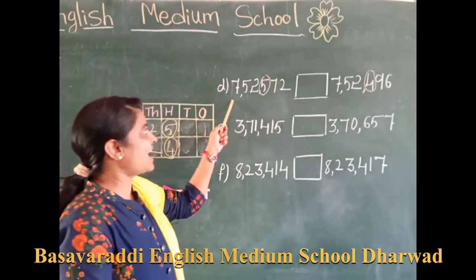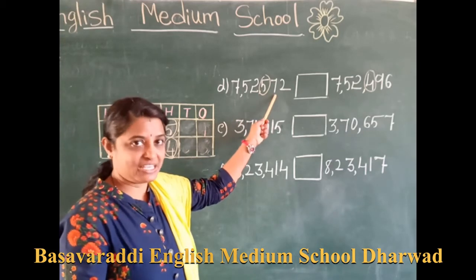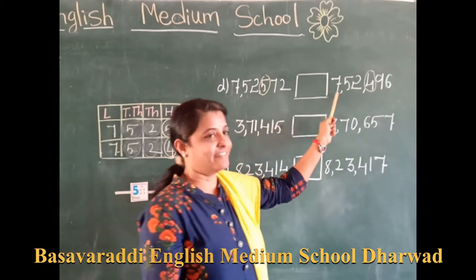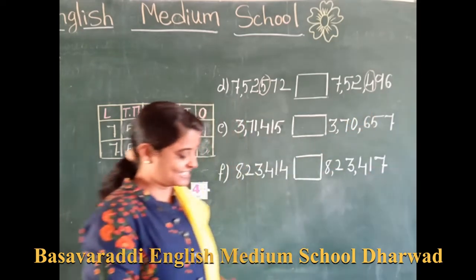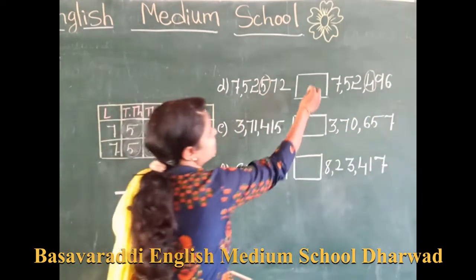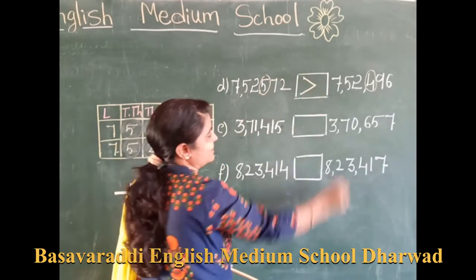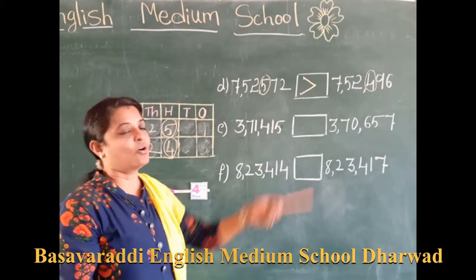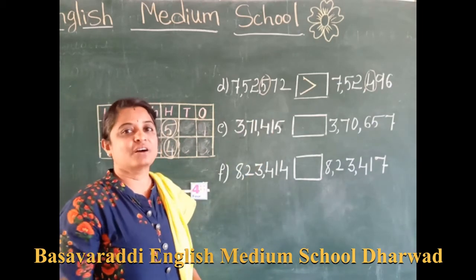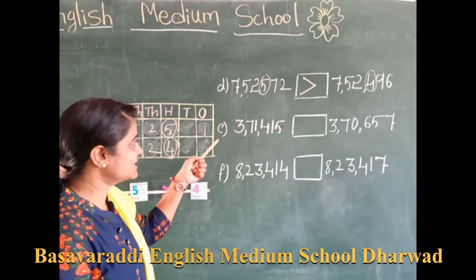So 7,52,572 is bigger than 7,52,496. Then put the bigger than sign towards where we have 5. Yes. It is very easy when we come to the small one-digit numbers to compare. Yes. Then we will go to the next one, E.